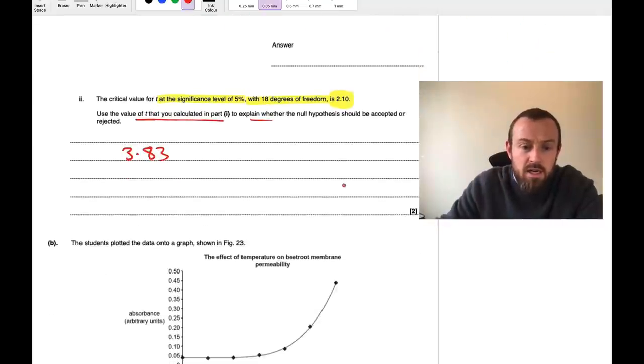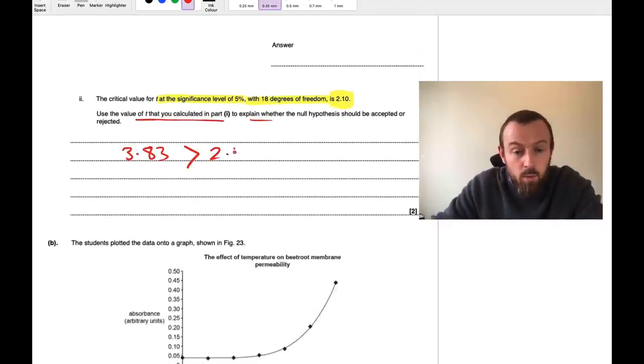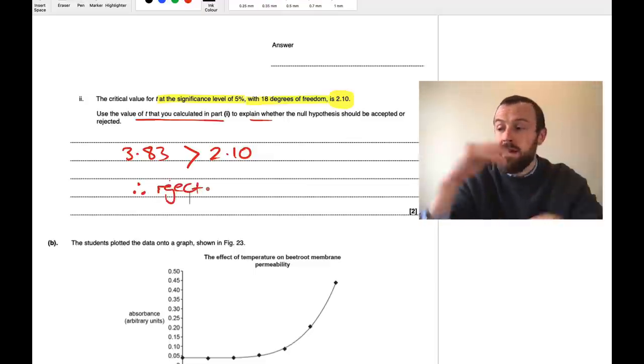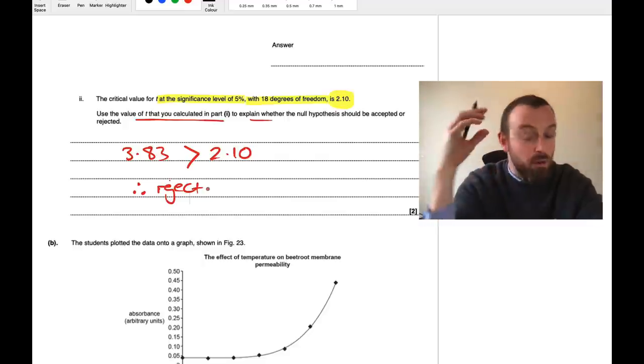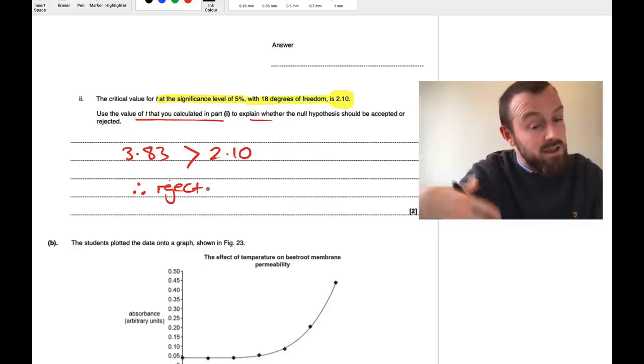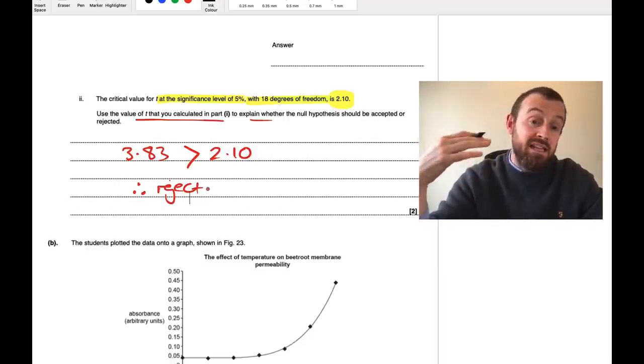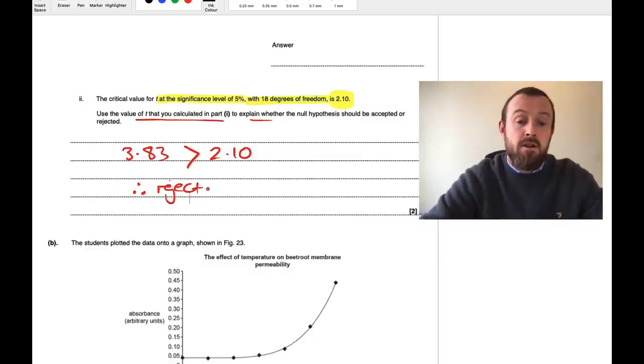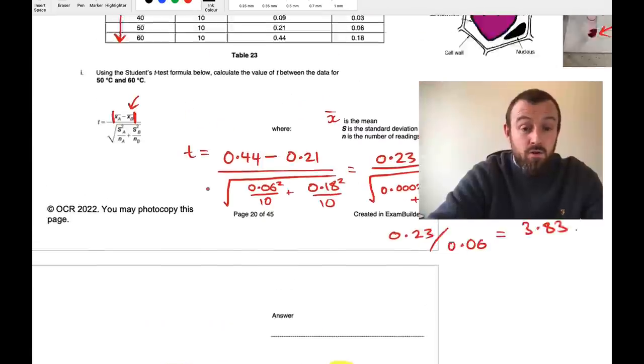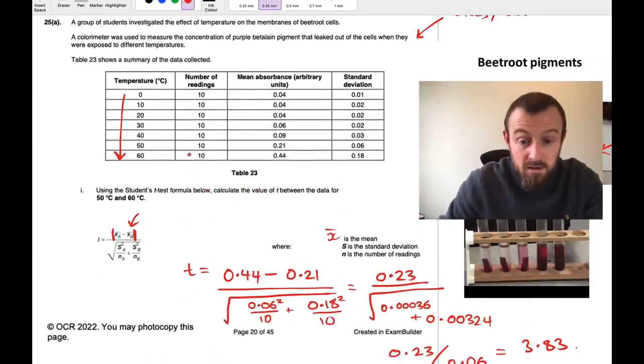Yeah, 3.83 is bigger than 2.10, therefore we reject the null hypothesis. If your T value is bigger than the critical value, you reject the null hypothesis, and furthermore, you need to go and say the difference is significant and is not due to chance, okay? Basically, there is a real difference between 50 and 60. It's not just a random fluctuation, it's a real difference between 50 and 60.